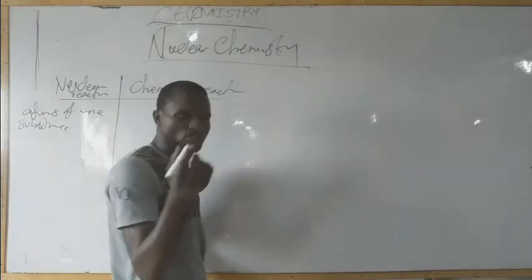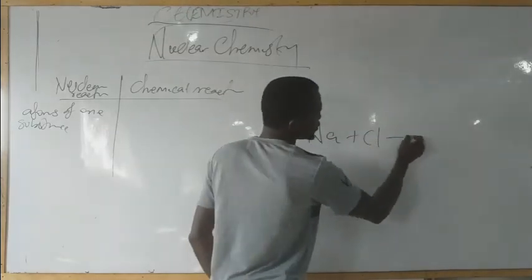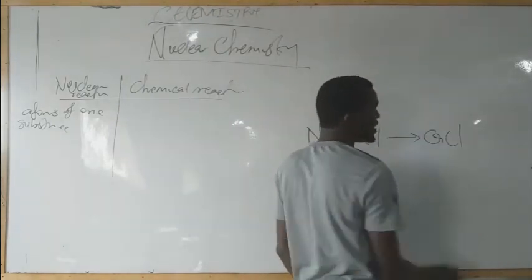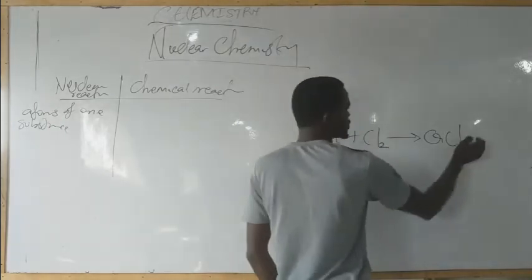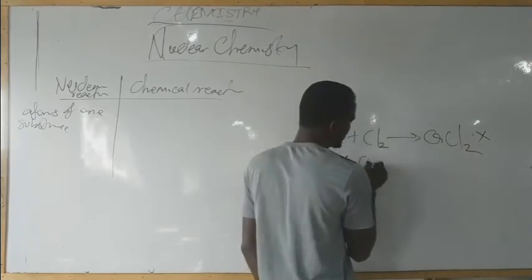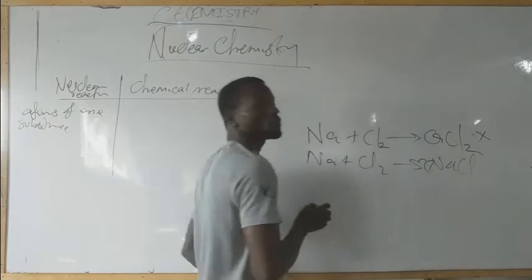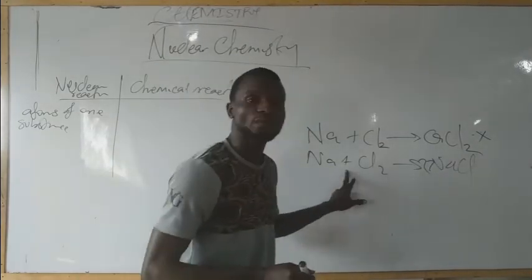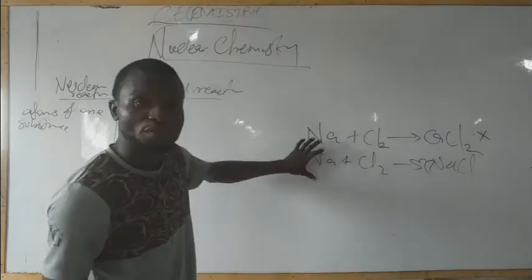Now, a simple illustration of this is, if you look at the reaction, sodium plus chlorine can never give you calcium chloride. Never. This is wrong. Sodium plus chlorine will invariably give you sodium chloride, which means that atoms here were neither created nor destroyed. So in that case, atom is conserved.